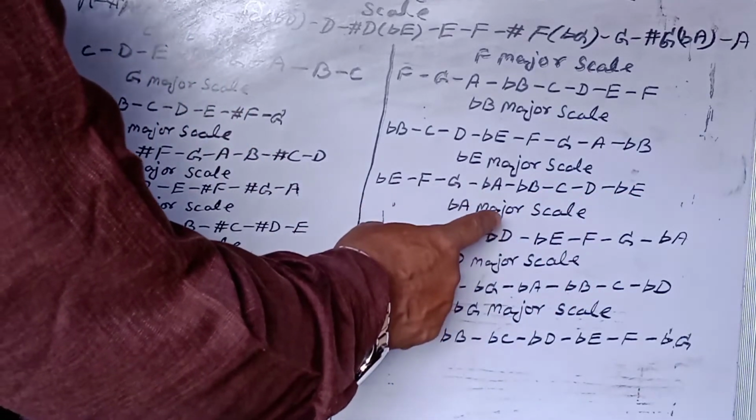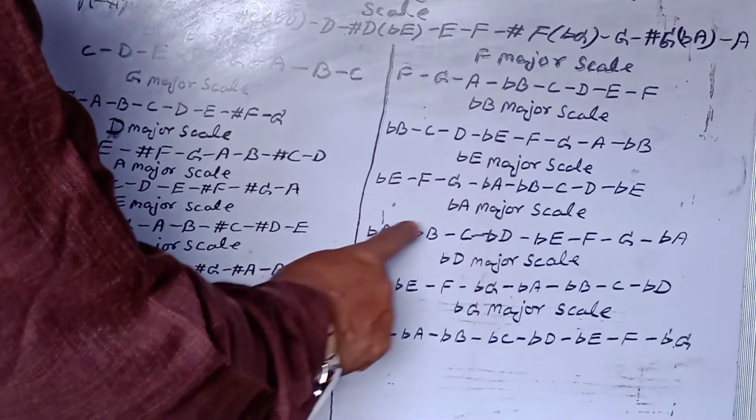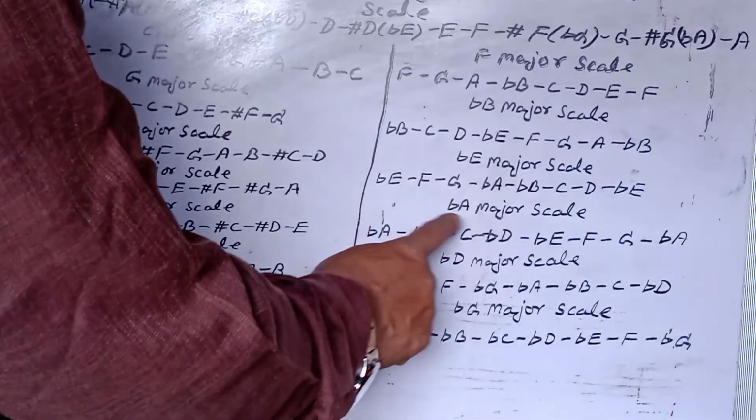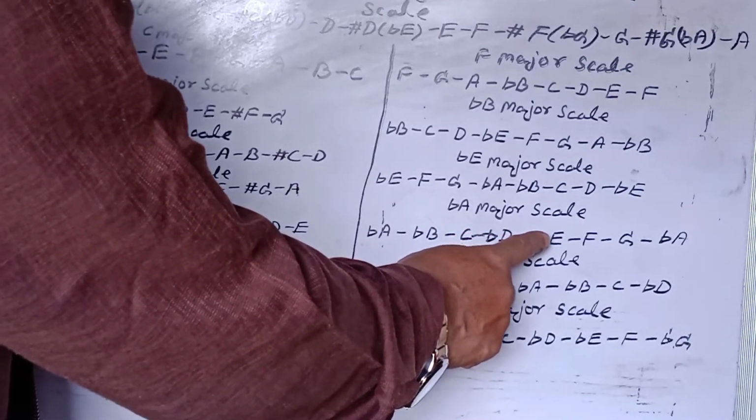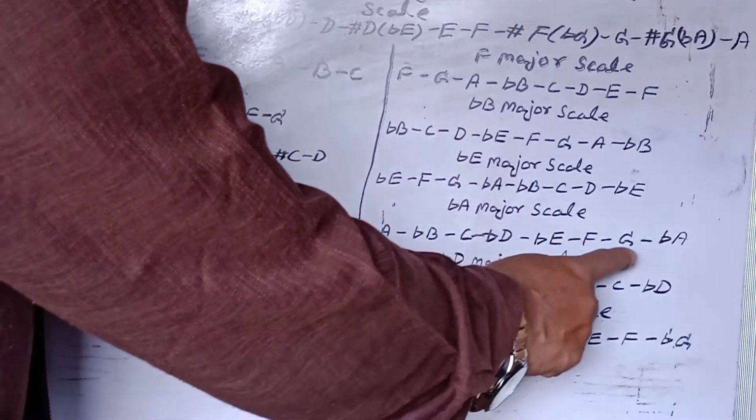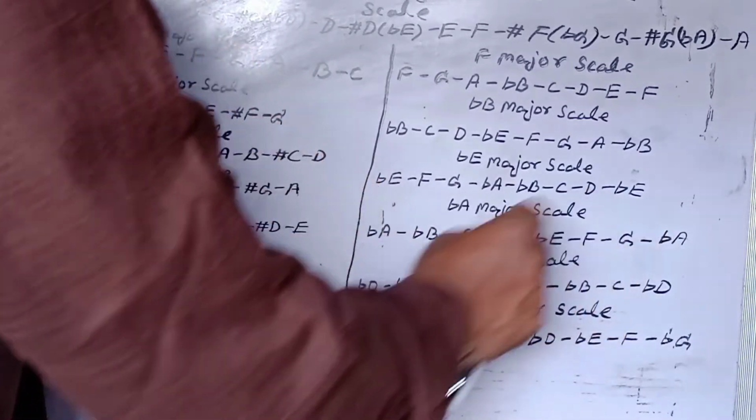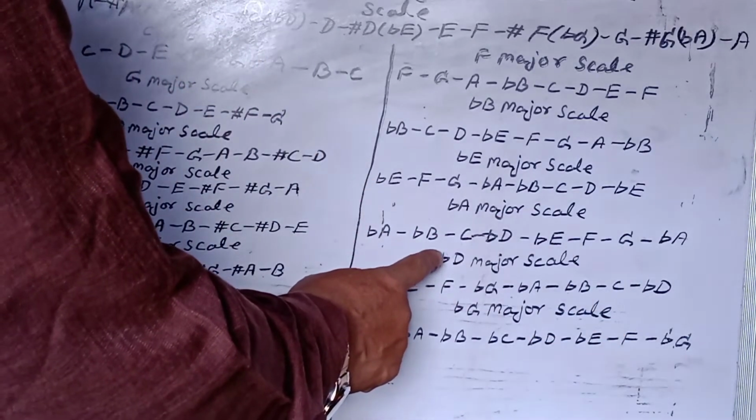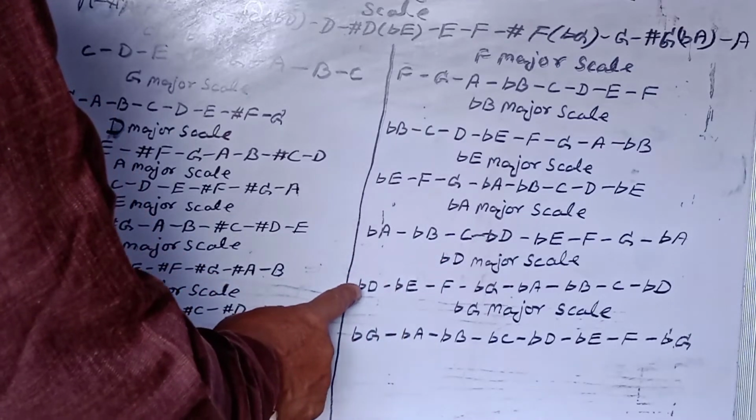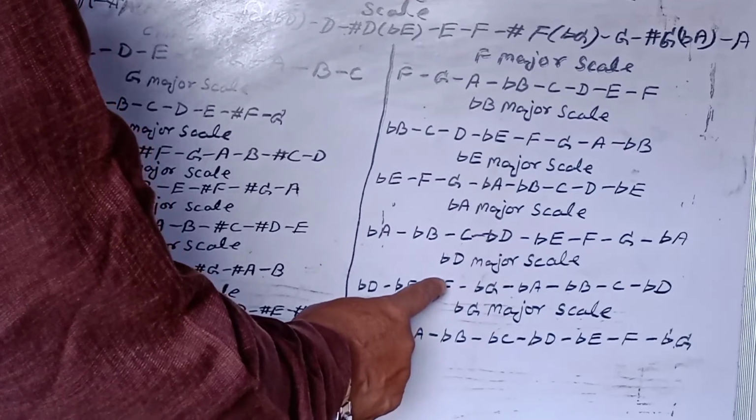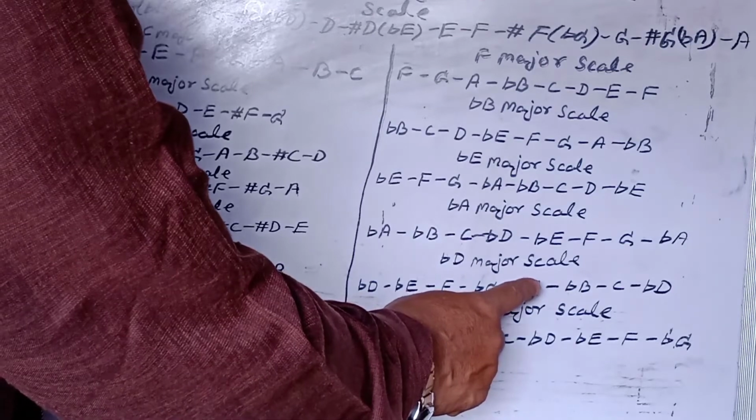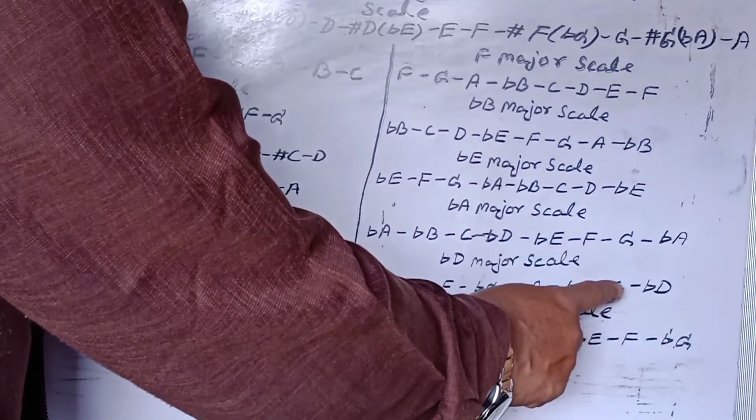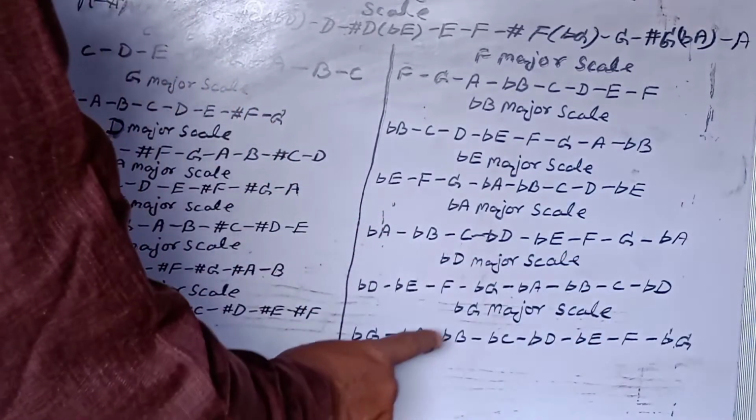Now in the case of the A flat major scale: A flat, then tone B flat, then tone C, semitone D flat, then tone E flat, then tone F, tone G, then a semitone to A flat. Now in the case of the D flat major scale: D flat, then tone E flat, again tone F, then a semitone, that will be G flat, then A flat, then B flat, then tone C, semitone D flat.